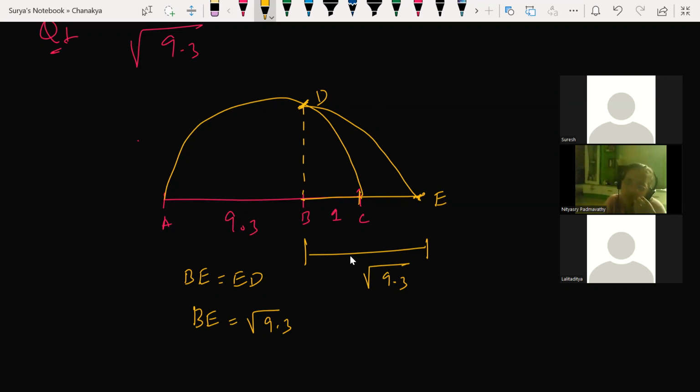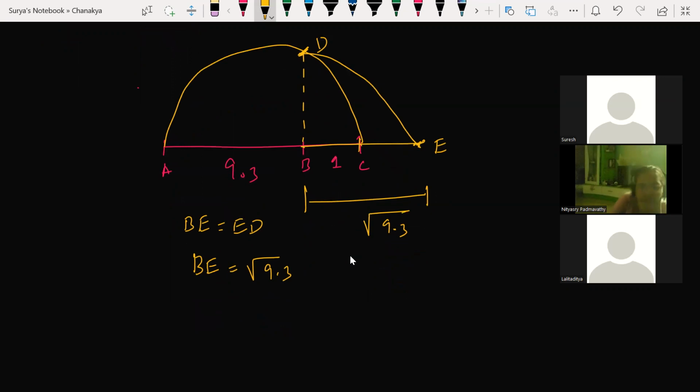Yes, BE is square root of 9.3. See here what I have done. First, I drew line segment AB, which is 9.3 units. I extended it by 1 unit, such that BC became 1 unit. Correct?